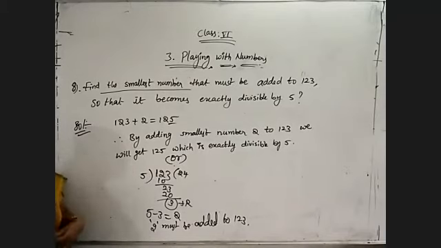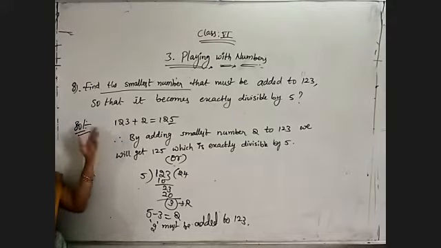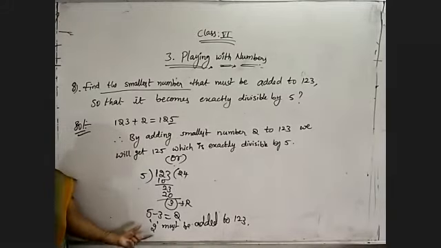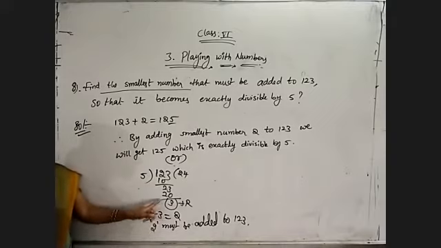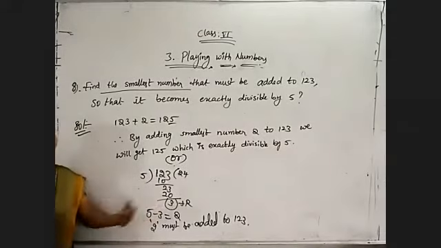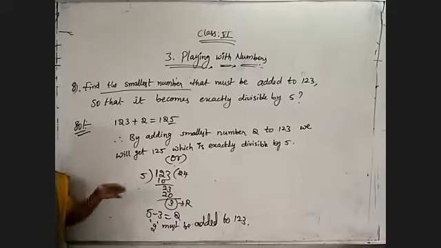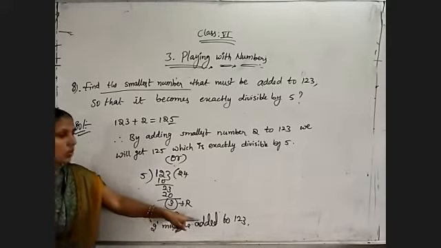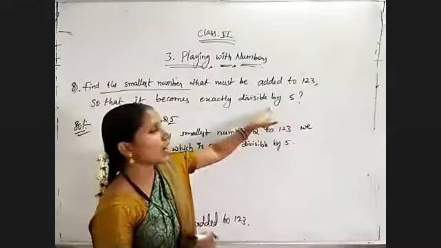Whichever is easy for you, you can do like that. Directly, we decided by analyzing, by taking several examples. If we do it by procedure, in this way we can simplify. Whenever they are asking for addition, subtract the remainder from the divisor. Divisor minus remainder. That difference must be added to the given number so that it is exactly divisible by the given number. That is 5 minus 3 is equal to 2. 2 must be added to 123 so that it is exactly divisible by 5.